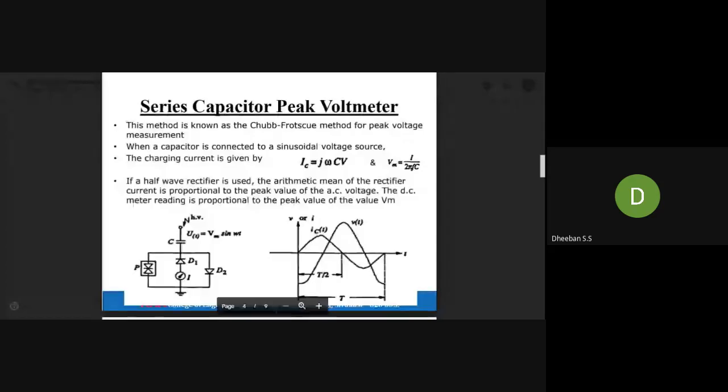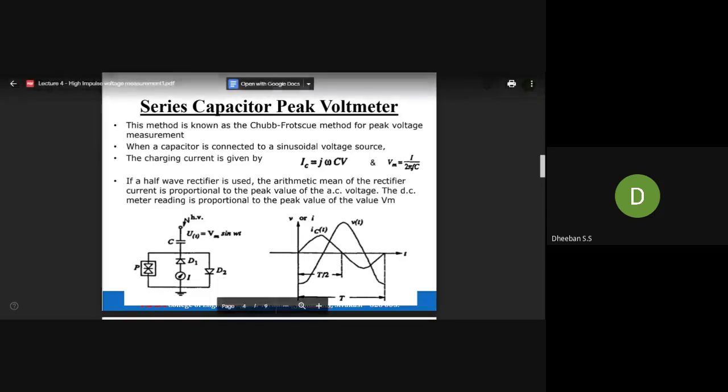So next is the series capacitor voltmeter. You have already studied the series capacitor voltmeter, but this is the series capacitor peak voltmeter. Based upon the measuring of your peak voltage, we can see this. Another name for this method is the Chubb-Fortescue method. It is mainly used for measuring your peak voltage. Here, a capacitor is connected to a sinusoidal voltage source, which they have taken as current.